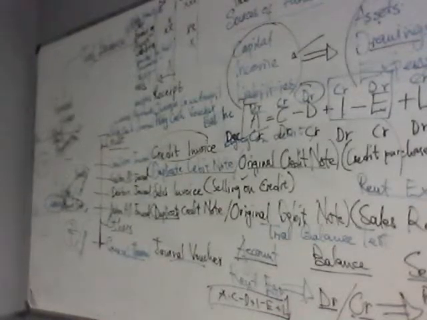Now, we're going to know that somehow one of the amounts is wrong when we take debtors control and it's on the credit side. We know that one of these things might have been wrong.